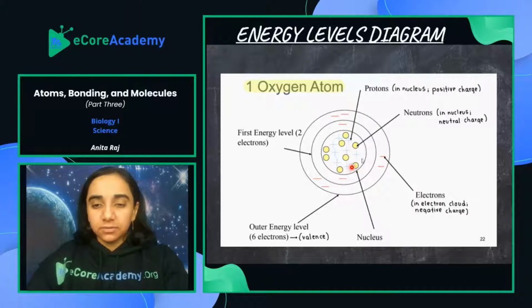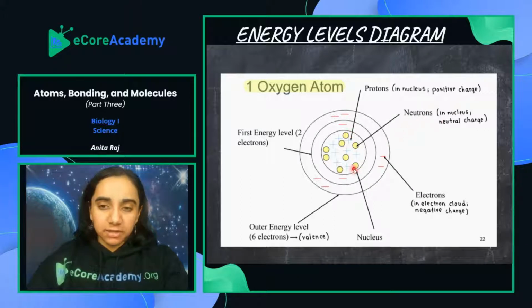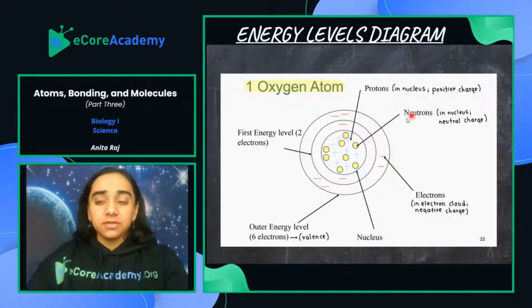So right here we have the nucleus. You see the protons in the nucleus. These like yellow circles, they have a positive charge. The protons are represented by the plus signs. The neutrons are represented by the yellow circles.